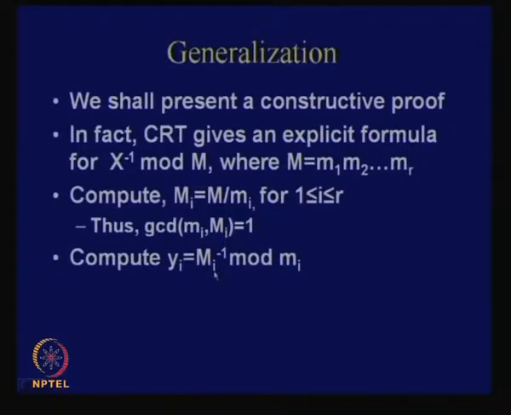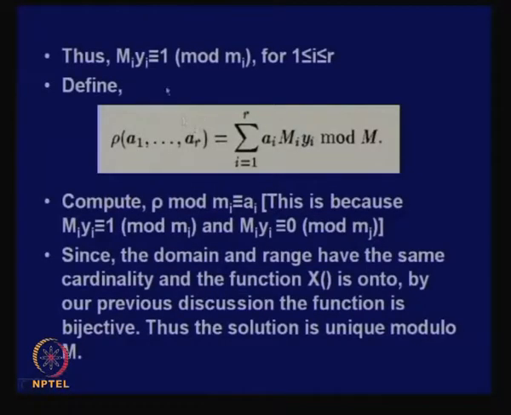So now I can take Mi inverse mod small mi, because Mi and small mi are mutually co-prime. I can compute yi in this fashion, where yi is equal to Mi inverse mod small mi. So Mi yi will be equal to 1 if I take mod mi. But if you take mod mj where j is not equal to i, then this value is equal to 0, because mj will divide Mi.